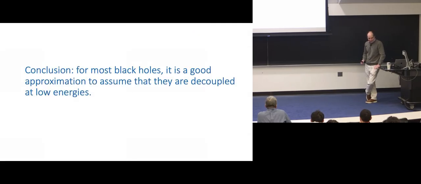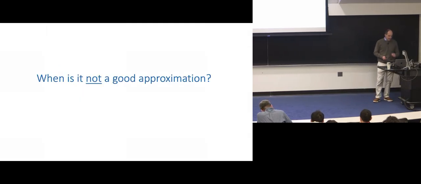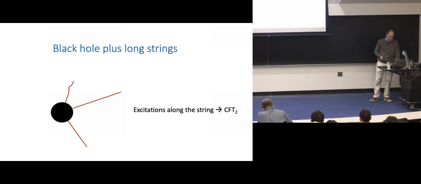Okay, so the conclusion of this is that for most black holes, it's a very good approximation to go to low energies, and the black hole will be essentially decoupled from the external medium. So you have the standard isolated black hole that everyone discusses with a small coupling to the exterior. And that's good for most cases. Now, when is it not a good approximation?